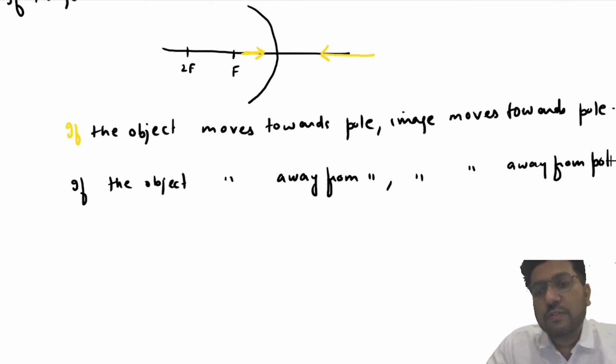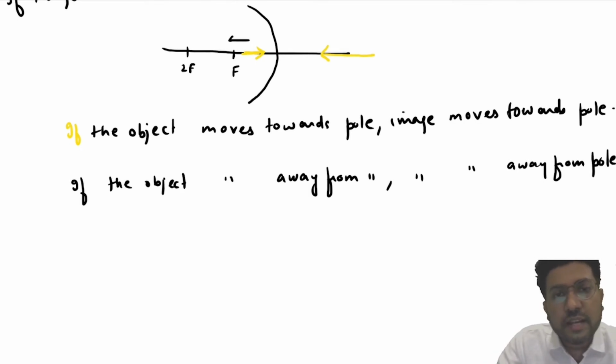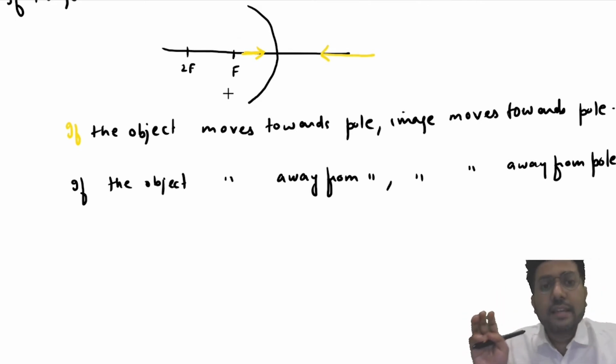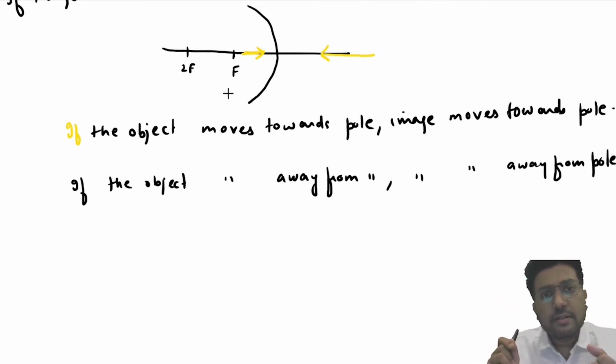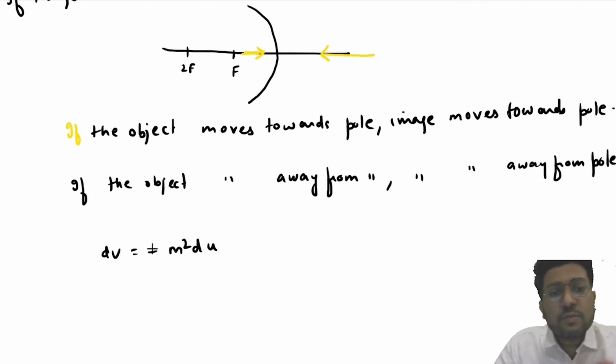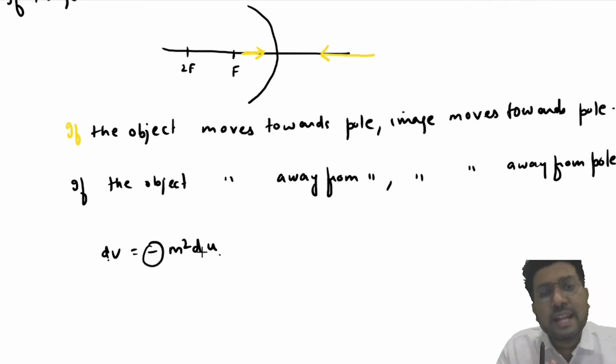Image also moves away from pole. So if the object moves here, the image will move here. Okay, the direction has to be opposite. That is what has to be in your mind. Because we have seen that dv is equal to minus m square du. This minus means what? That means dv and du have to be in opposite directions. Shift in image has to be opposite to shift in object every time.